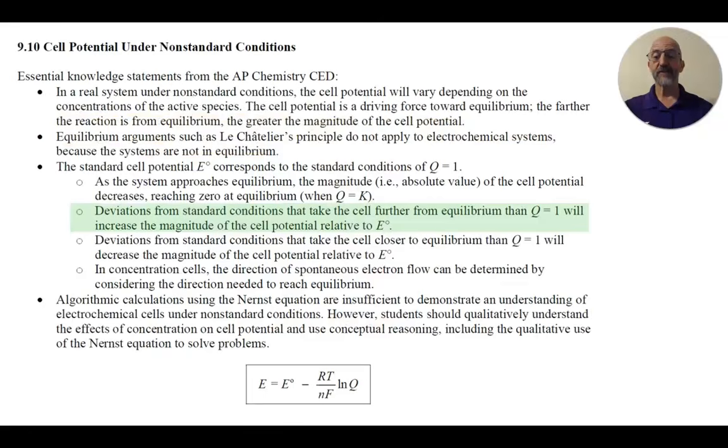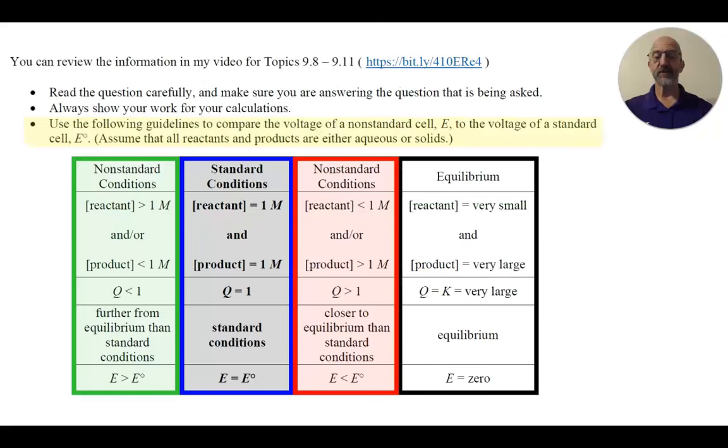On the other hand, if you have deviations from standard conditions that take the cell further from equilibrium than Q equals 1, then this will increase the magnitude of the cell potential relative to the standard cell potential value. So that's highlighted on this slide on the far left. If Q is less than 1, then now you are further from equilibrium than standard conditions, and the cell potential is greater than the standard cell potential. So again, this is a diagram that's a good summary of these non-standard cell conditions that will help you with answering questions involving topic 9.10.